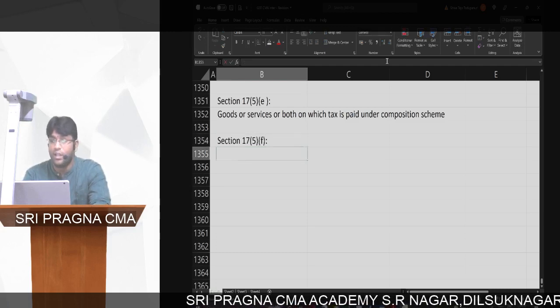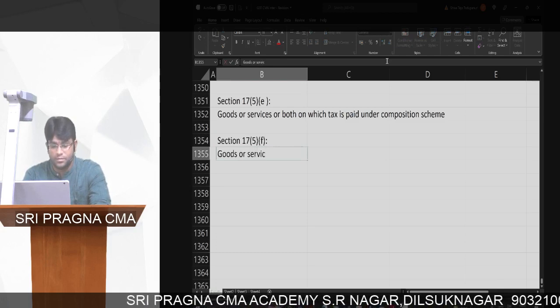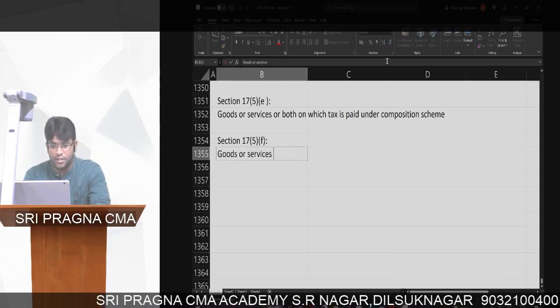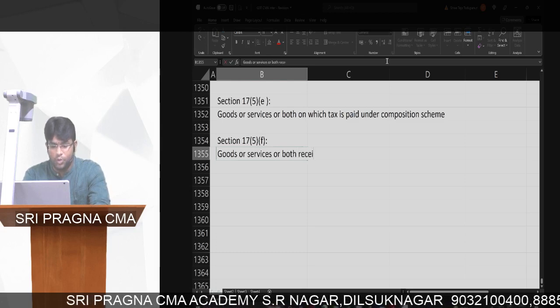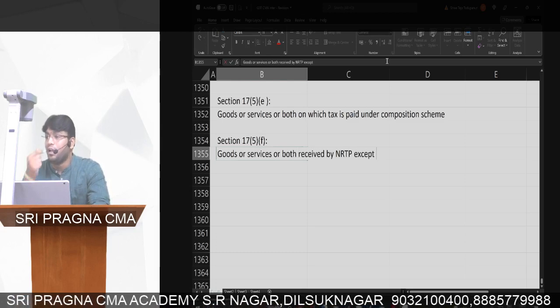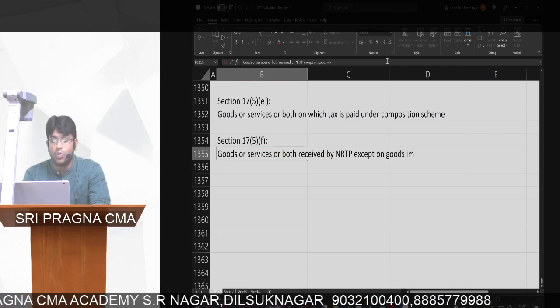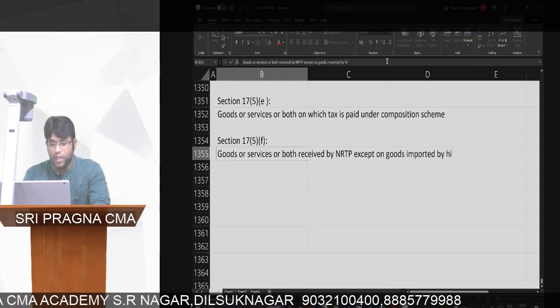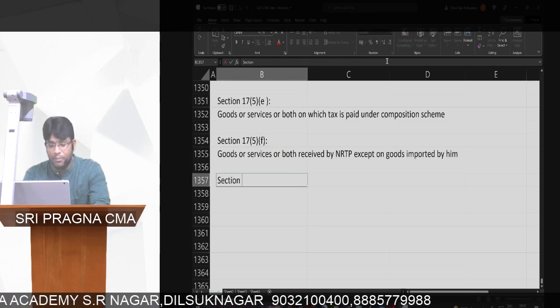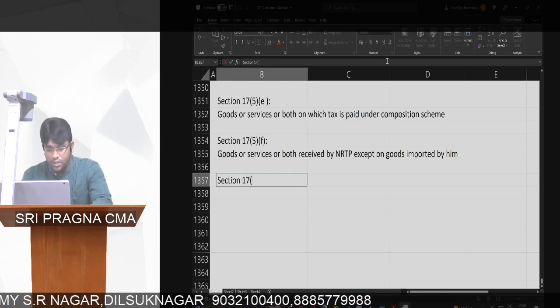Small, small points, all of these. 17.5 clause F: goods or services or both received by an NRTP, a non-resident taxable person. Exactly. Except on goods imported by him. Whatever goods he imported, that he can definitely take credit on.